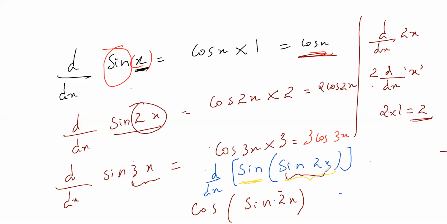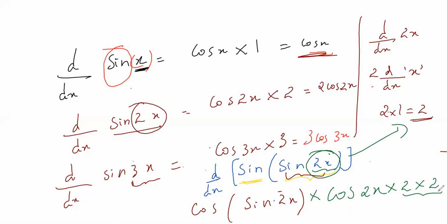What is my next inner term? Sin 2x. Correct? Sin 2x differentiation is cos 2x. Next thing is the most innermost term, that is 2x. Differentiation of 2x is 2. So 2 into 2 we get 4. Correct? 4 cos 2x into cos of sin 2x.